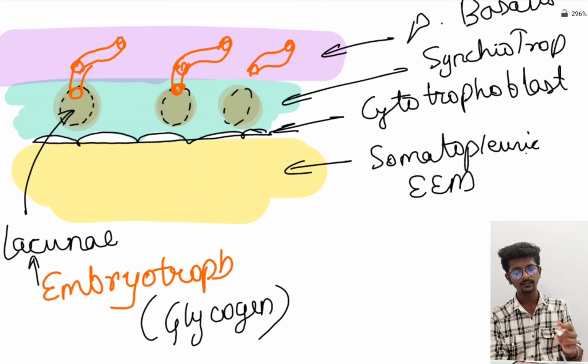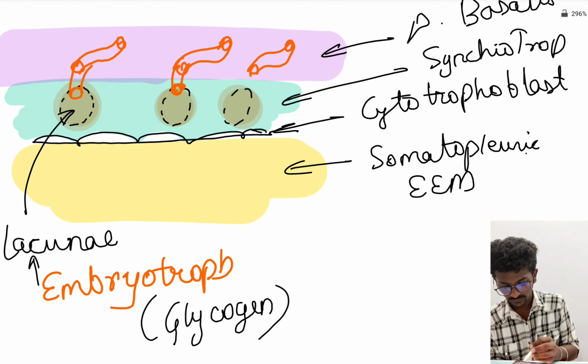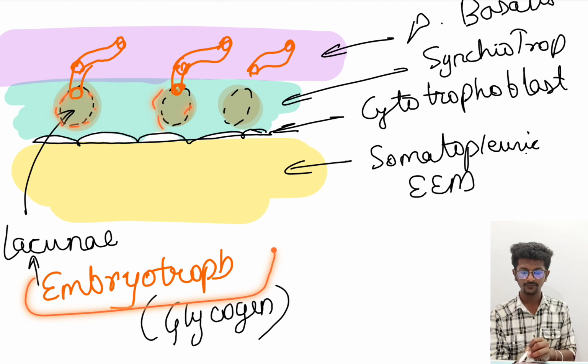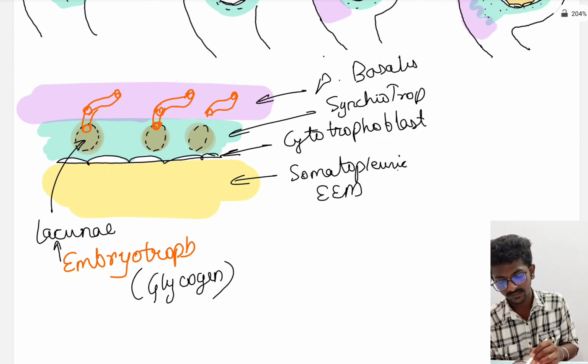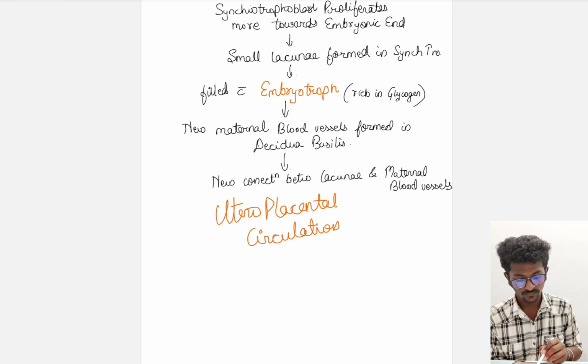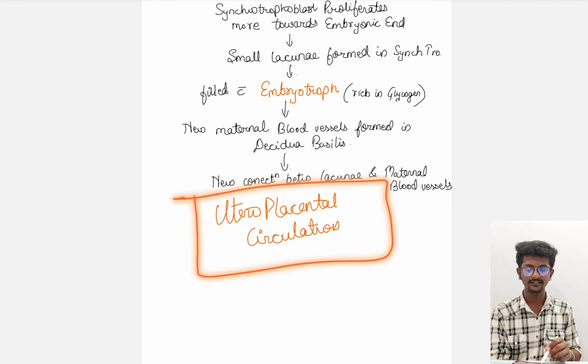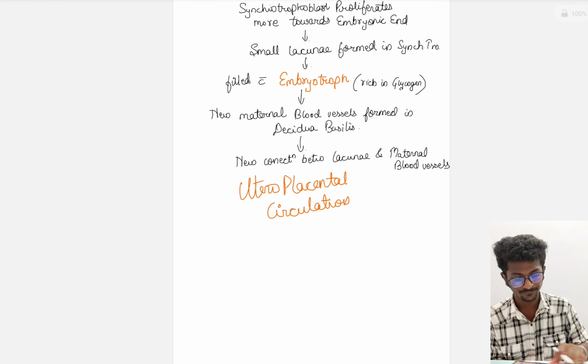Inside the syncytiotrophoblast, first we will see the formation of the lacunae. These lacunae will be initially filled with the embryotroph, which is rich in glycogen. Then in the decidua basalis, we can see the formation of the maternal blood vessels. These maternal blood vessels will now come in contact with these lacunae, and now a new circulation will take place, which is called the uteroplacental circulation.